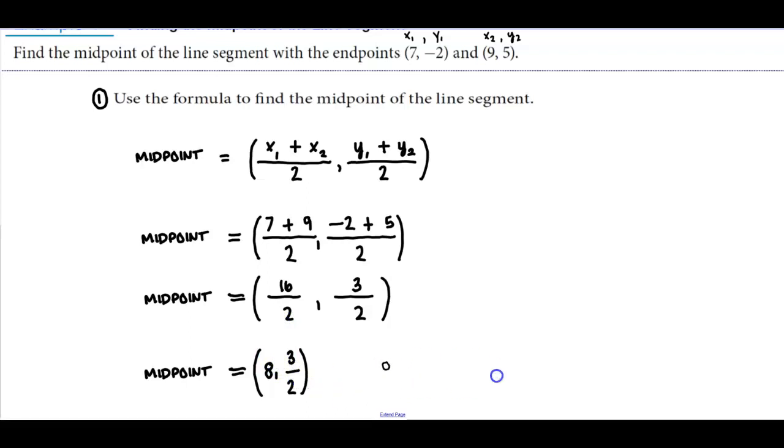Or if we wanted to graph this, then we can say that this point is going to be 8, and then 3 divided by 2 is the same thing as a decimal of 1.5.